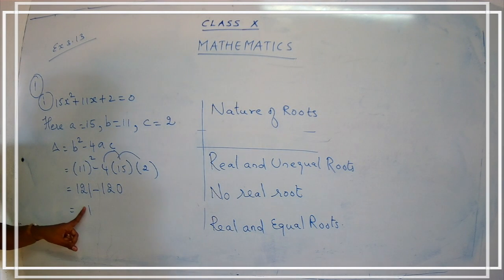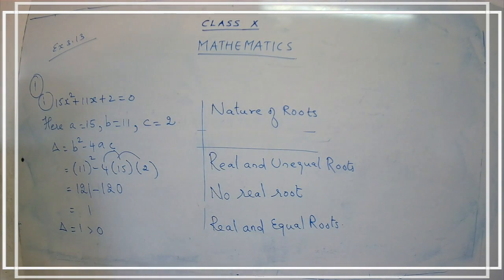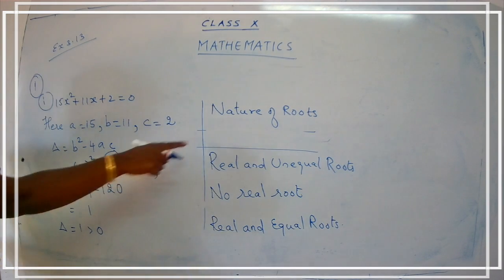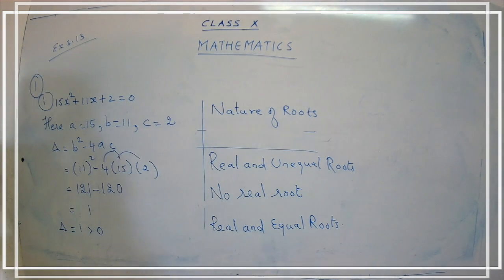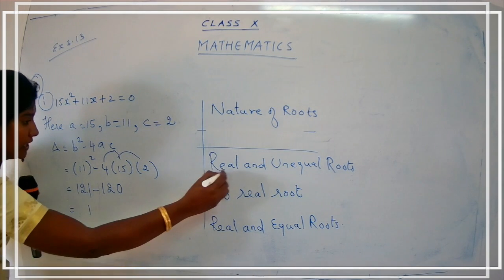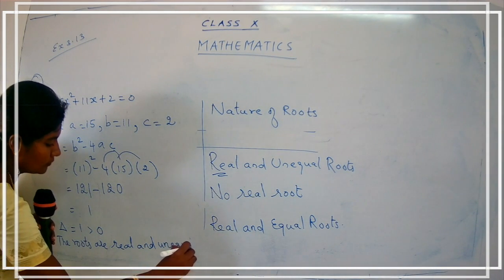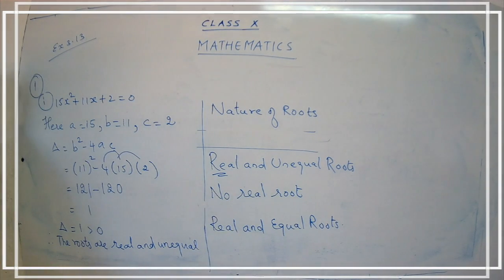Now I am getting a positive answer. So it is greater than 0. Write down. Delta is equal to 1, which is greater than 0. So what about the roots? If delta is greater than 0, you have real and unequal roots. You say, therefore, the roots are real and unequal. That's all.